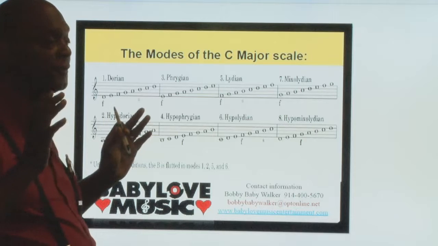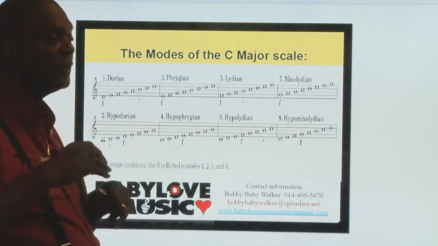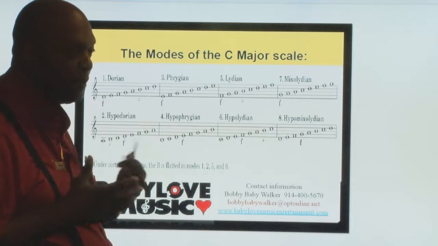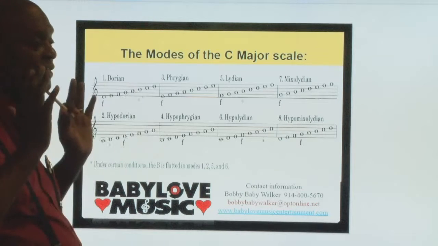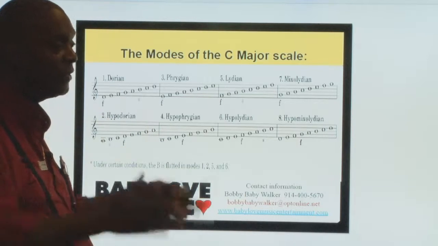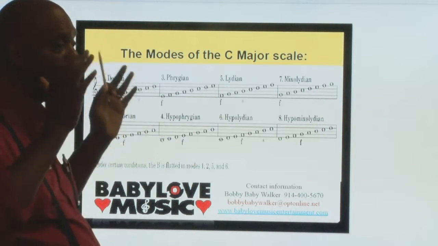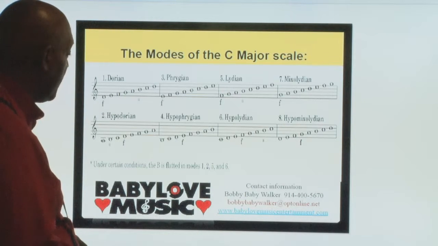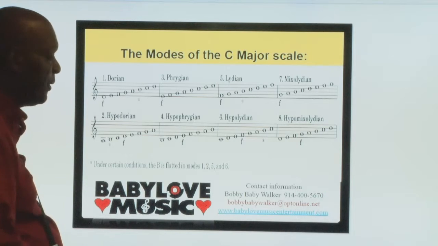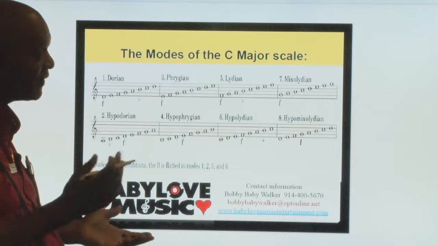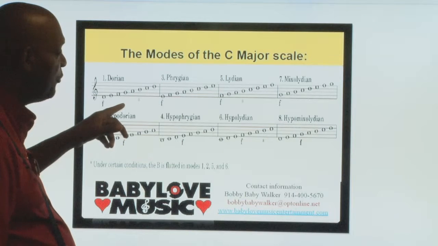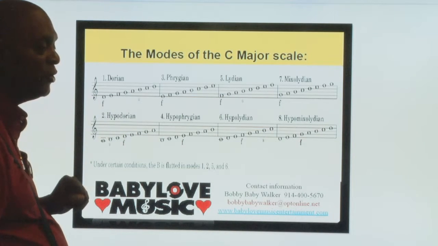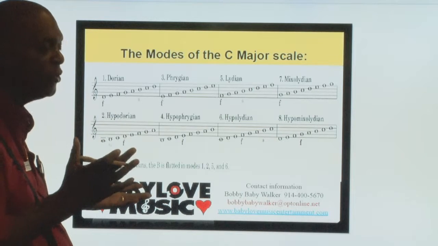Okay, so the Dorians, and I use the key of C primarily because there are no flats or sharps to trip you up. If you don't know the other scales, just know that this is written in stone. This applies to every major scale. The Dorian mode of every major scale should sound like this. Well, every major scale should sound like this.